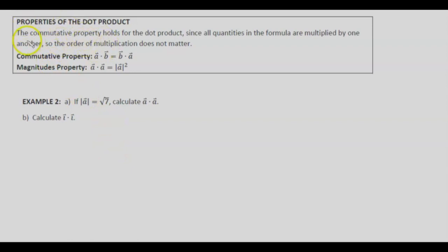Properties of the dot product. The commutative property holds for the dot product since all quantities in the formula are multiplied by one another, so the order does not matter. In other words, A dot B is going to yield the same result as B dot A. The magnitude of A is multiplied by the magnitude of B, multiplied by cos theta. Since these are all multiplied, it doesn't matter the order.